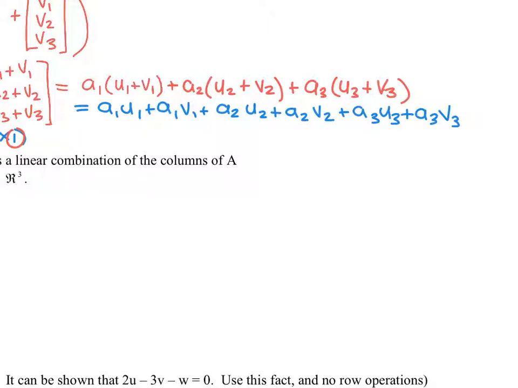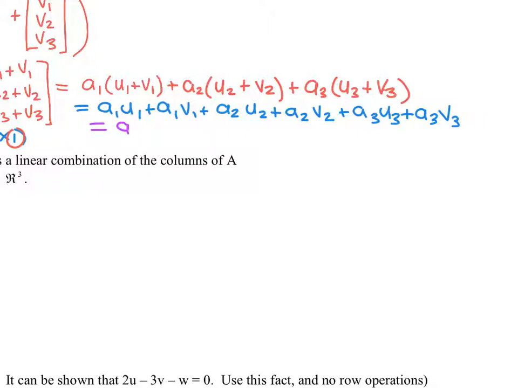Now, in the case of the red line here, the A's were the scalars, essentially, and the U's and V's were vectors. But we could change the role of things and move things around so that all the U's are grouped together and all of the V's are grouped together.